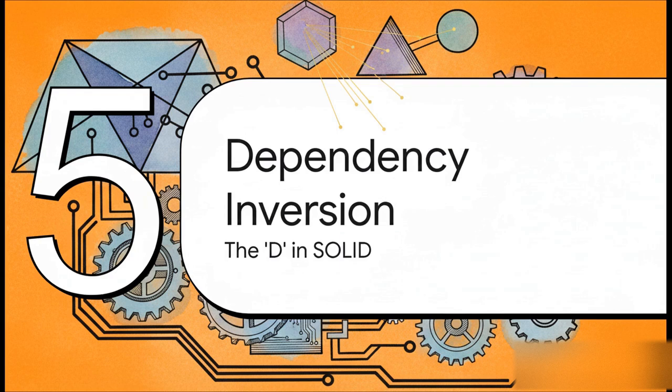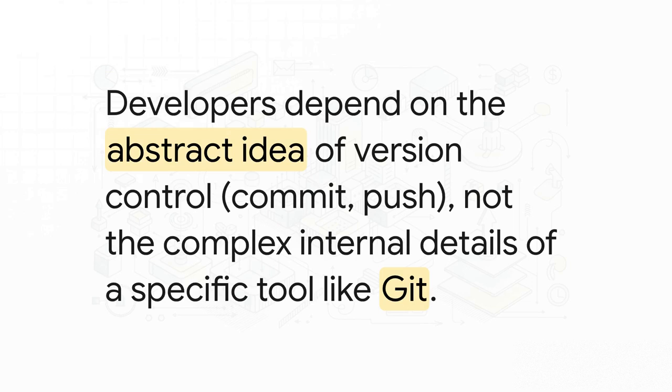We've covered how our classes and interfaces should be designed. Now for the final piece of the puzzle. D, the dependency inversion principle. This is a big picture rule that ties everything together. It's all about how the different parts of your system should connect to each other. Think about how we, as developers, use something like Git. We depend on the idea of version control, committing, pushing, pulling. We don't really care about the super specific nitty-gritty implementation details of how Git works under the hood. That abstraction lets us work at a higher level without getting bogged down.